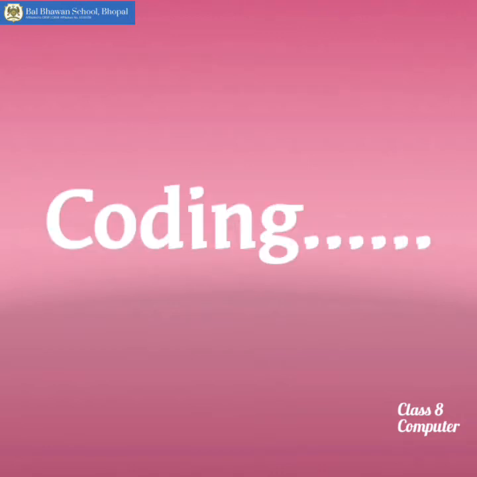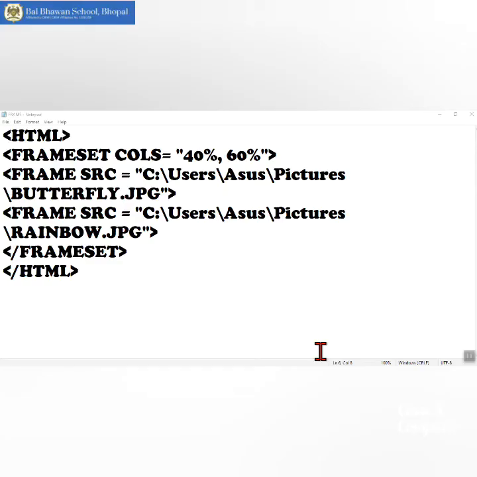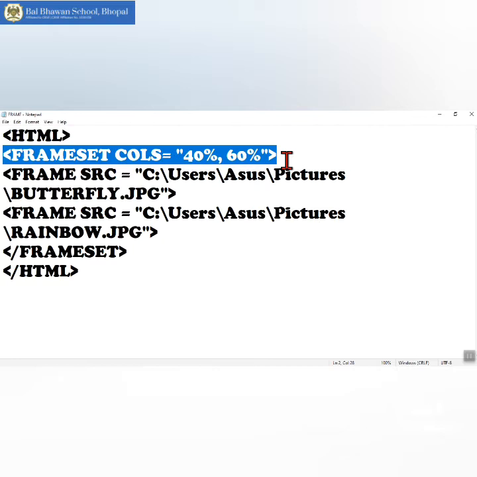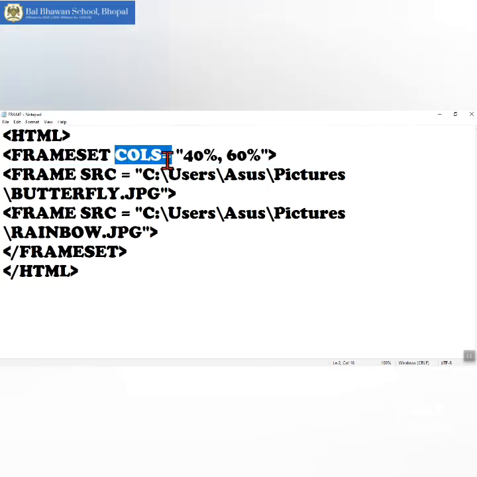Let us start the coding of frames. This is the coding for vertical frameset. As usual, the coding will start with the HTML tag at the top. Below it, we will use the frameset tag. Since we are dividing our web browser screen vertically, we will use cols, which stands for column. This means our screen will be divided column wise.